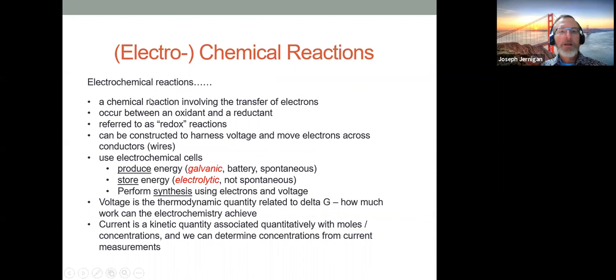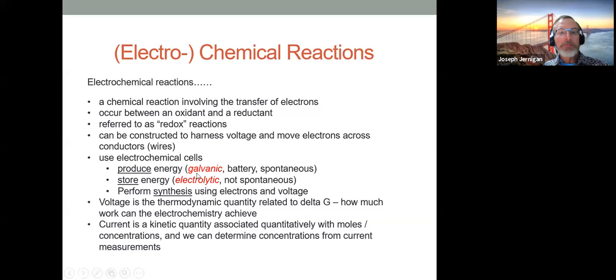Okay. There's a lot of detail here, but we'll make this available to everyone. In a nutshell, electrochemical reactions are chemical reactions involving the transfer of electrons, occurring between an oxidant and a reductant. Simultaneously, you can get electrochemistry between inner electrode surfaces and oxidants or reductants. Referred to as redox reactions, they can harness voltage and move electrons.